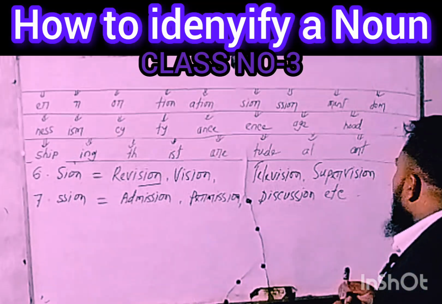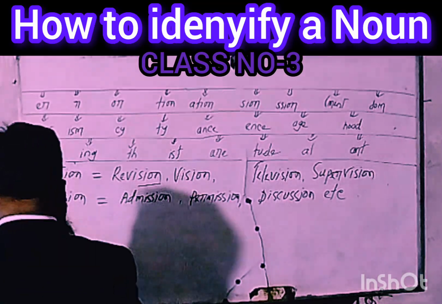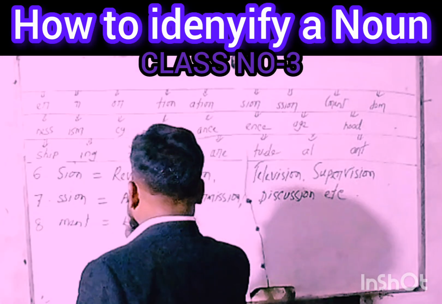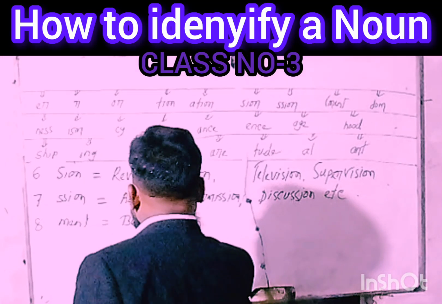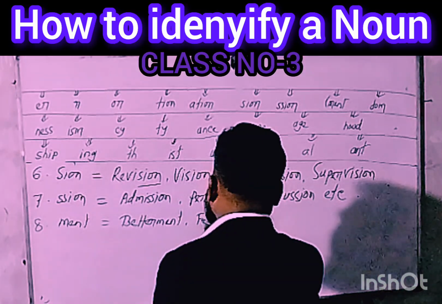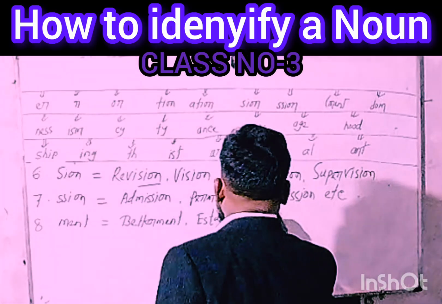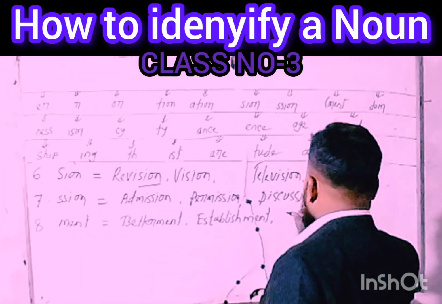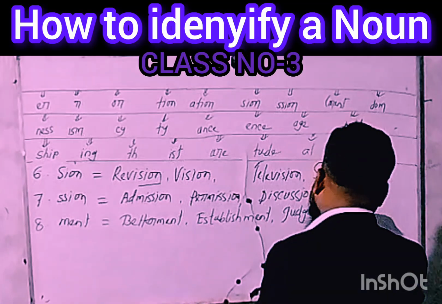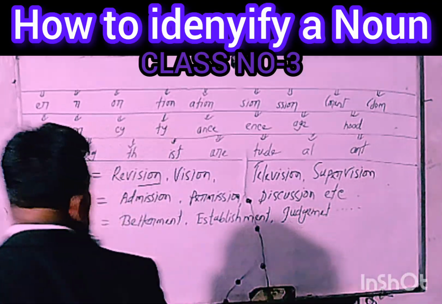Now think about the suffix ment. My dear learners, take a look at the board and try to understand ment. For example, betterment, establishment, judgment, etc. Next, come to the point, dom.